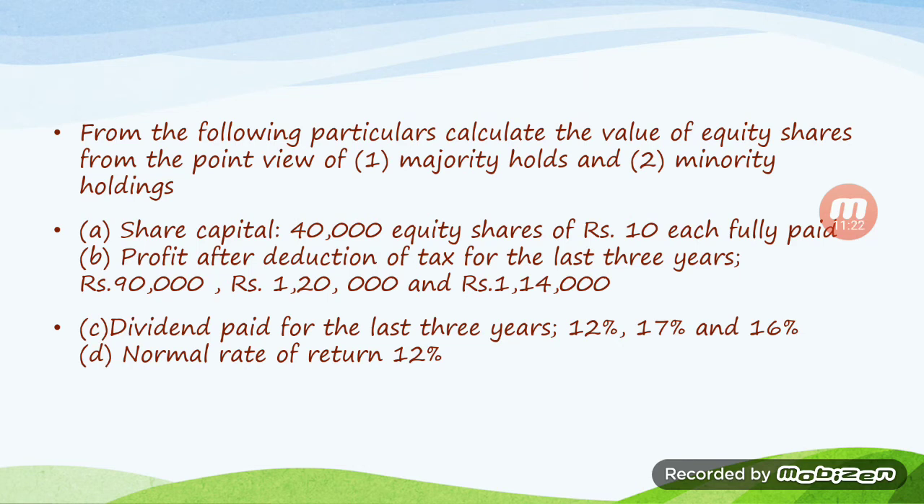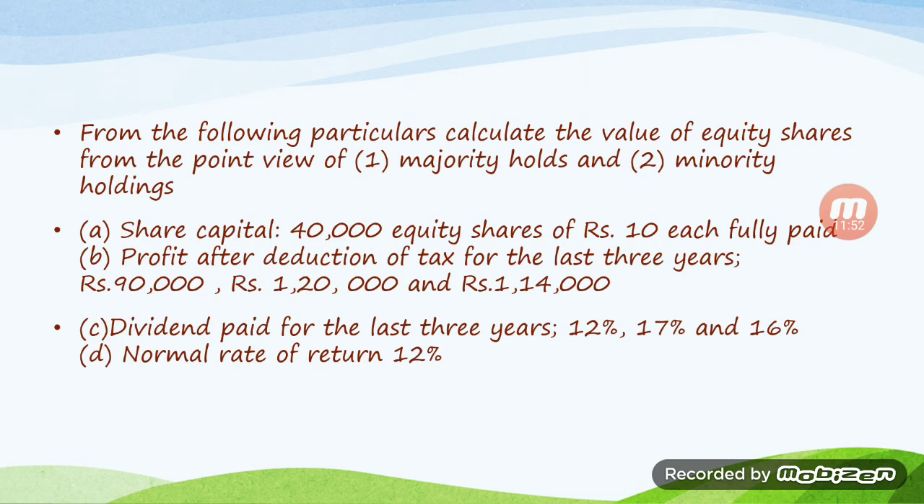Share capital: 40,000 equity shares of rupees 10 each fully paid. B, profit after deduction of tax for the last 3 years. Profit after tax is given as 90,000, 1,20,000, 1,14,000. If the last 3 years are given, we have to take the average. And from that average, we have to find the future maintainable profit. And the same must be divided by paid up capital to find ERR, then we have to find yield per share.